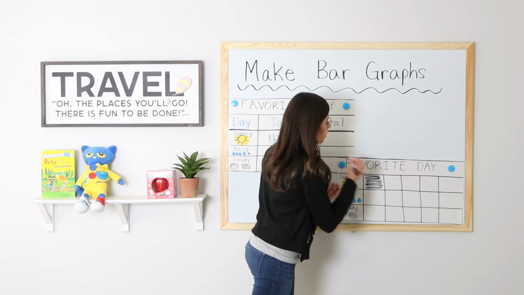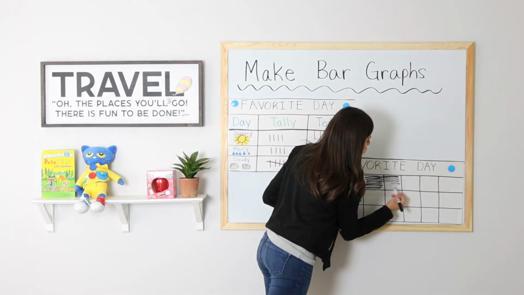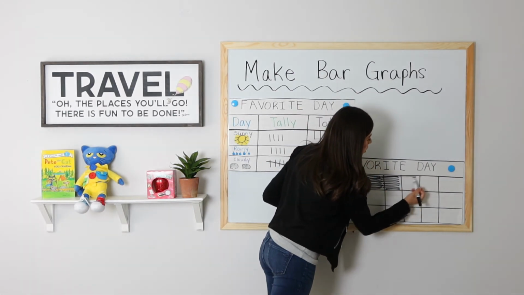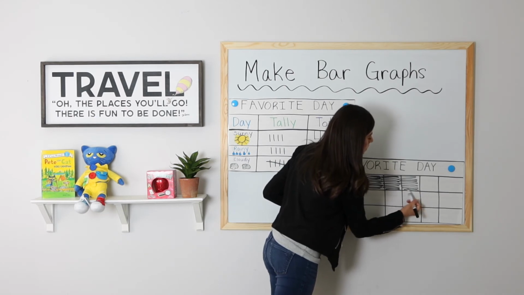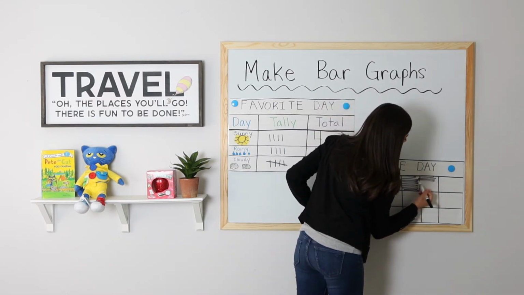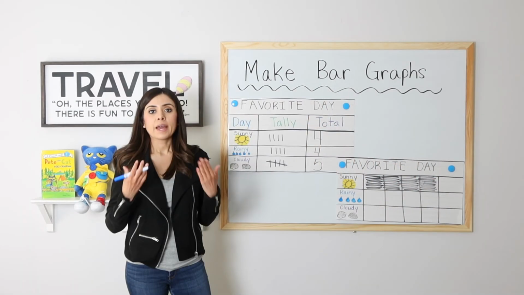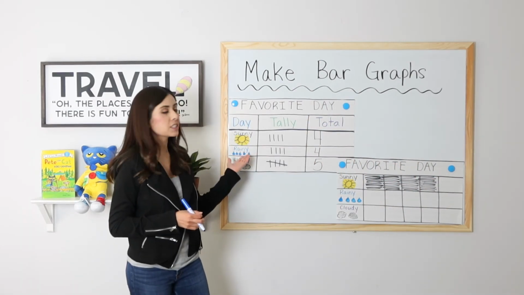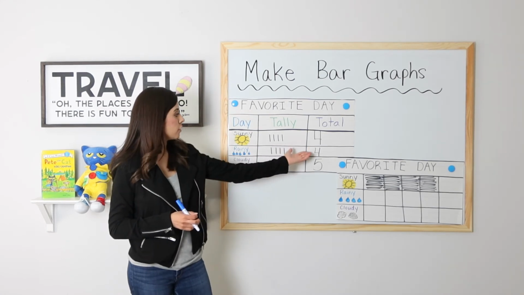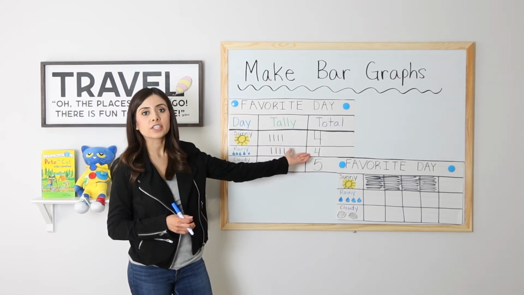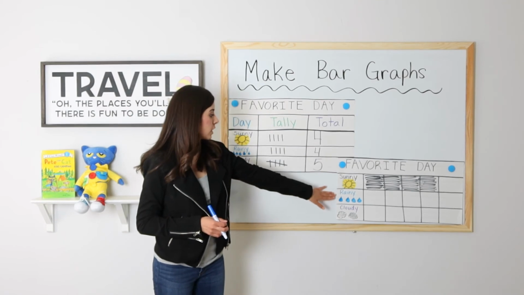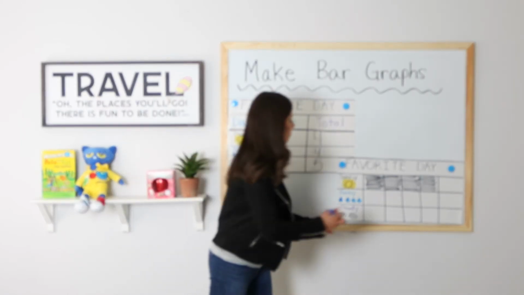1, 2, 3, 4. How many students chose a rainy day as their favorite kind of day? 4 as well. So I will color in 4 squares under a rainy day in my bar graph.